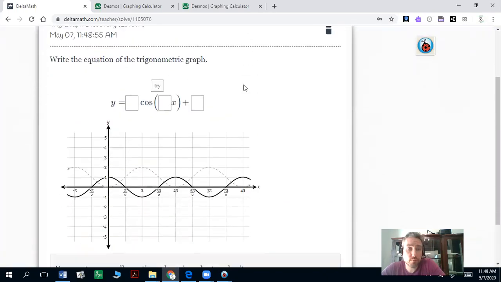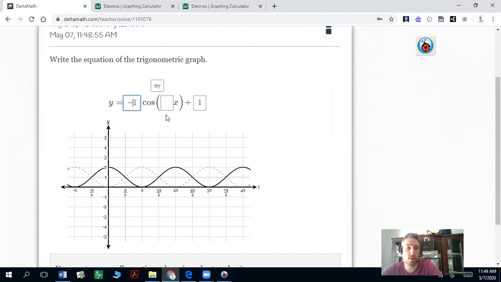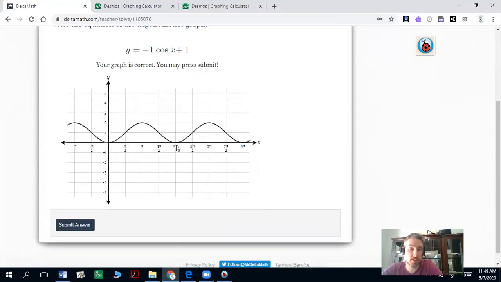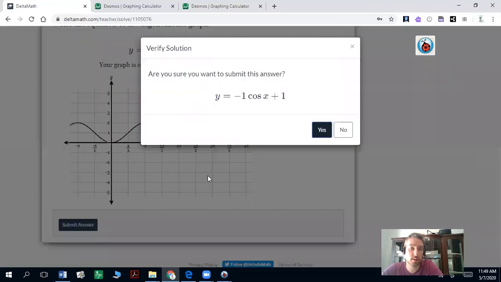Okay, level 2 is going to involve more reflections. So if you look at the dashed line here, that midline is going to be at 1, and it goes up to 2, so the amplitude is going to be 1. But if I click try, it's not going to let me submit it because it looks like it's being reflected over the x-axis. So I want to put a negative out front. Now it doesn't change the amplitude, but it will reflect it and allow you to match up with that graph. So a negative will reflect it. We'll go ahead and click submit.